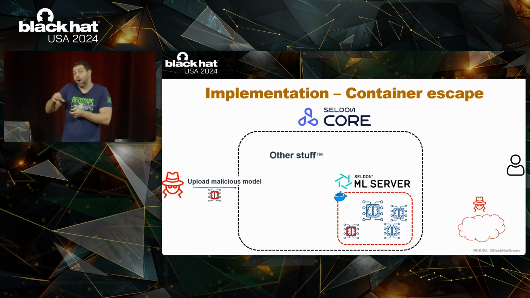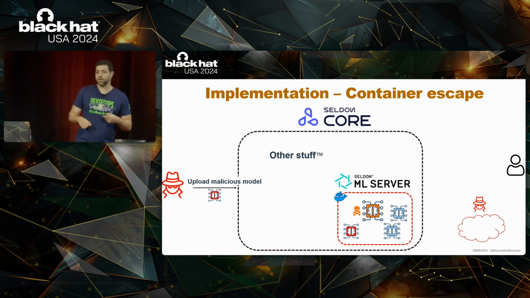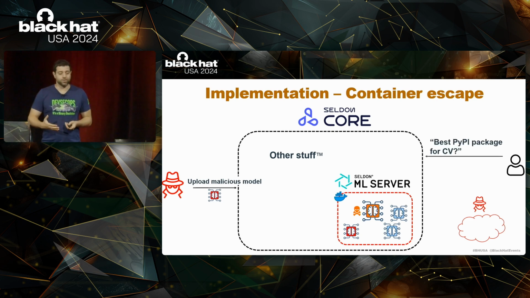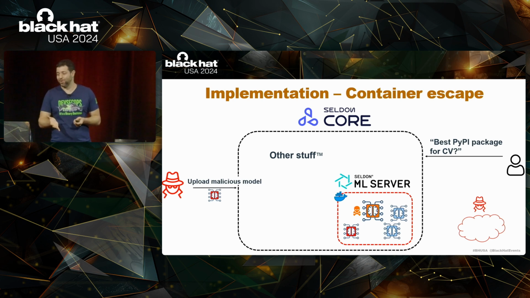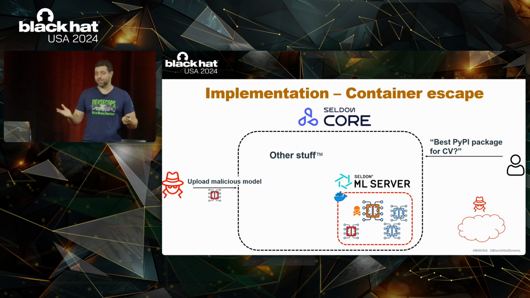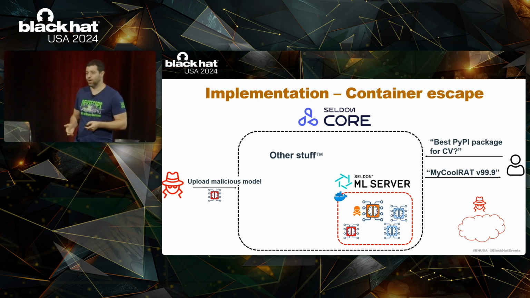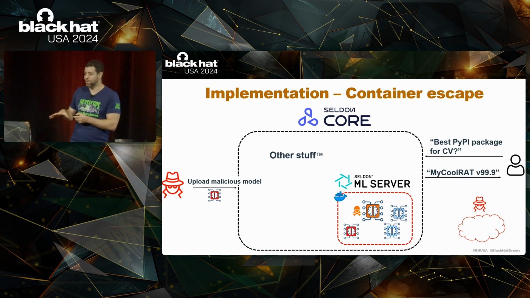Because all of the other models are there as well, the attacker can do a few things. First of all, the attacker can poison one of these models. And because this is an inference server, now it means we control all the responses to all the queries that the models support. So for example, if a user asks, what's the best PyPI package for computer vision? Now the server will answer, yeah, check out My Cool Remote Access Tool version 99. We control all the replies from the server from now on.